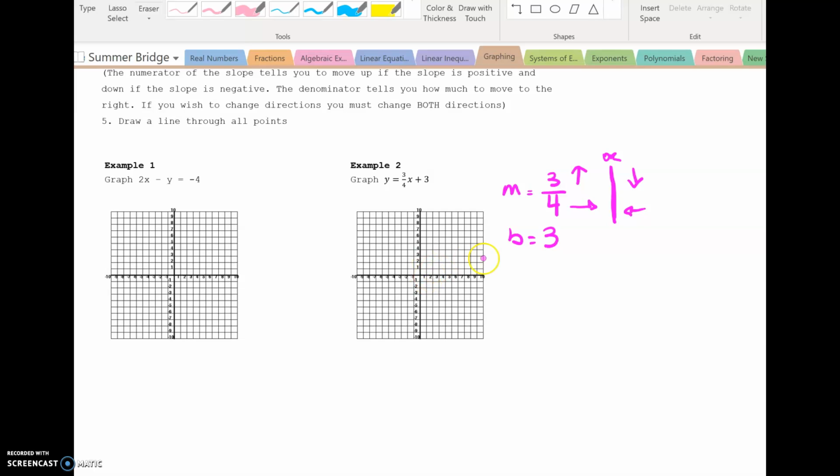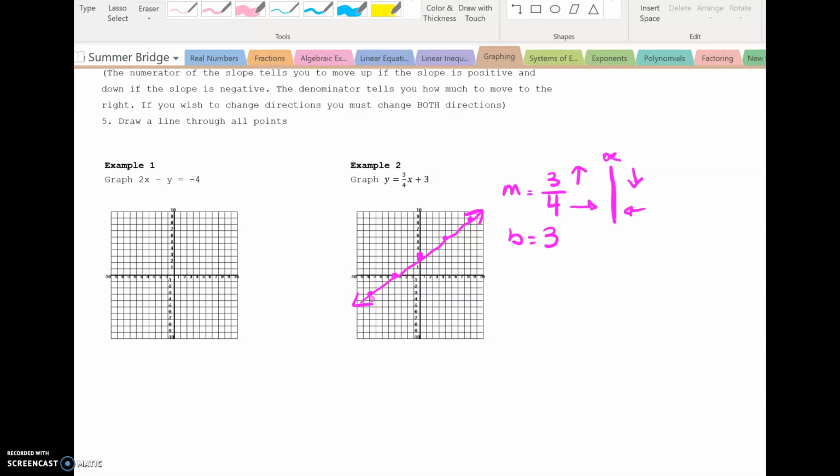So let's start graphing. B is for beginning, it's where I begin my graph, and I begin my graph at 3. Then I'm going to go up 3 units and to the right 4 units. Up 3, over to the right 4. I can also go down 3 and to the left 4. Down 3, to the left 4. And then it's a question of just connecting my dots, which I can do easily there.